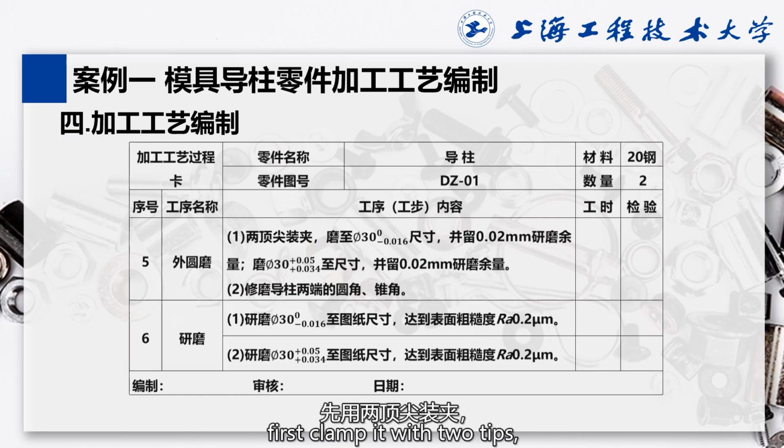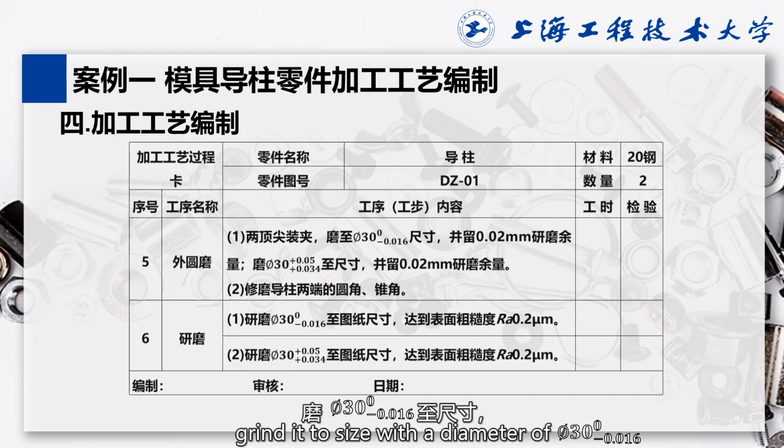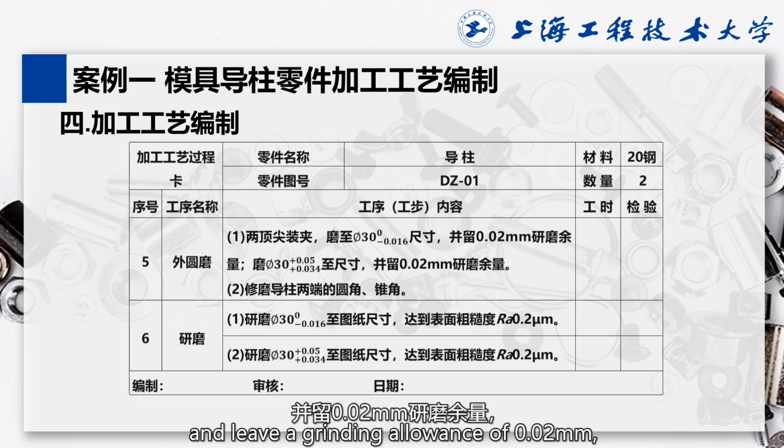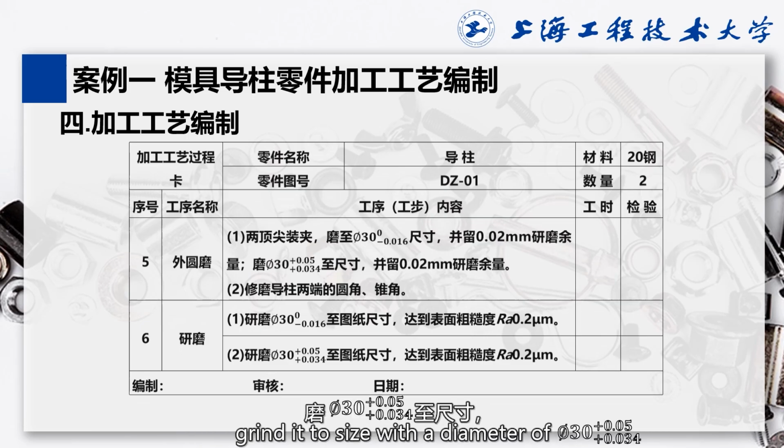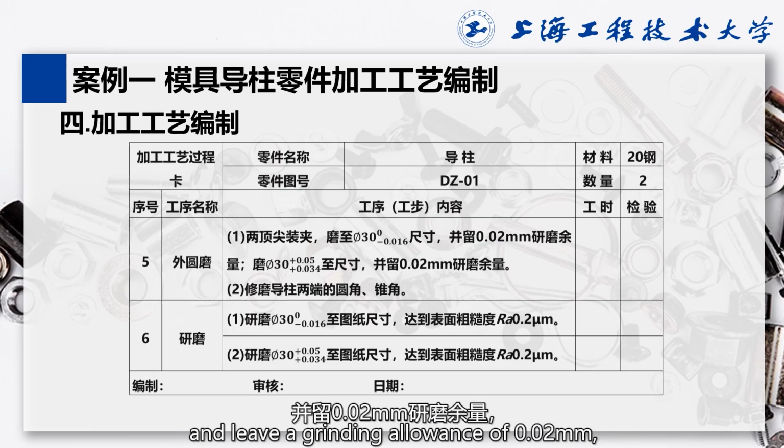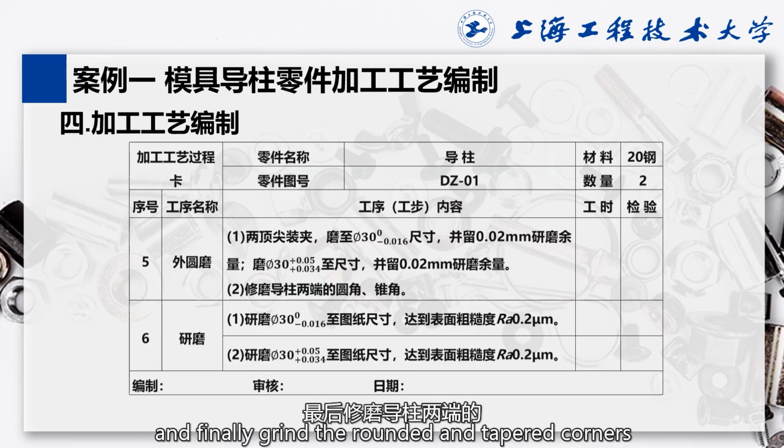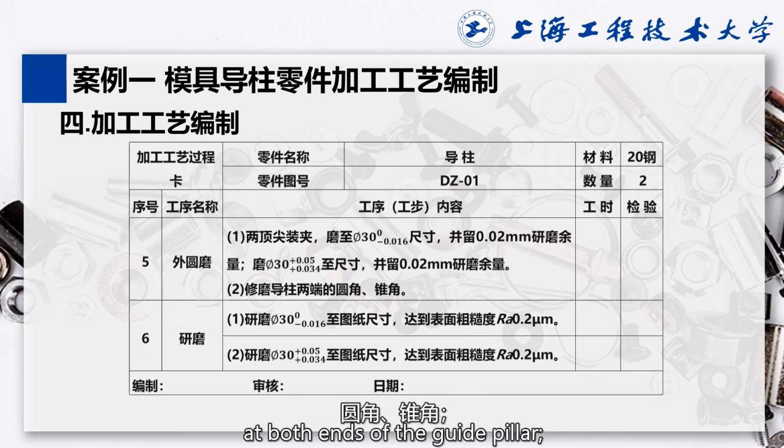First clamp it with 2 tips, grind it to size with a diameter of 30 or to 0.016 and leave a grinding allowance of 0.02 mm. Grind it to size with a diameter of 30 plus 0.05 or plus 0.034, and leave a grinding allowance of 0.02 mm, and finally grind the rounded and tapered corners at both ends of the guide pillar.